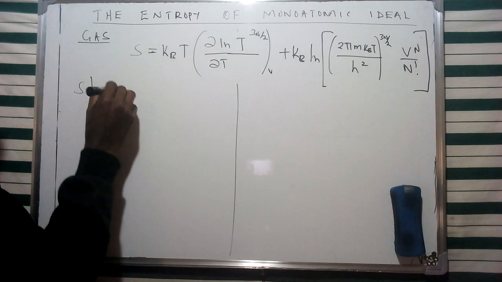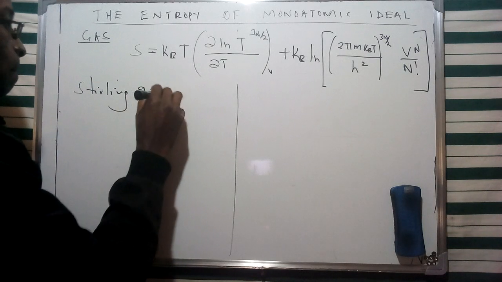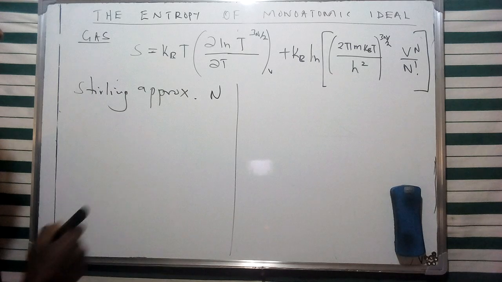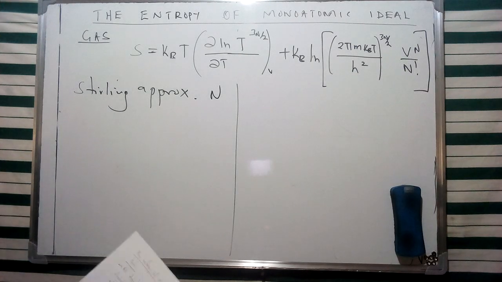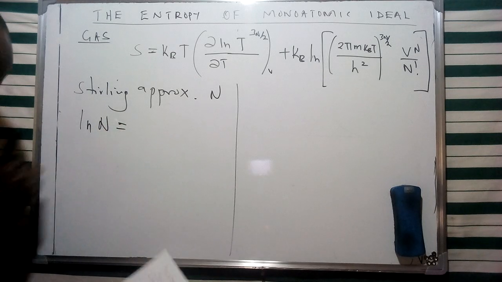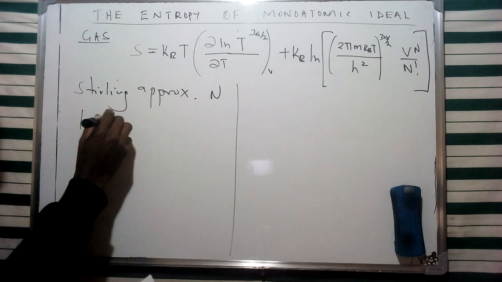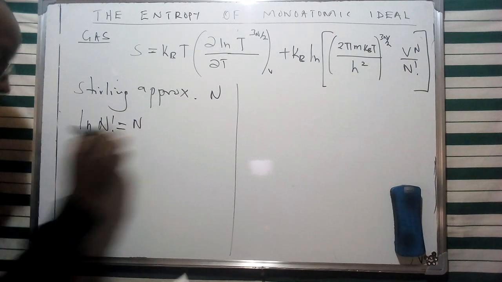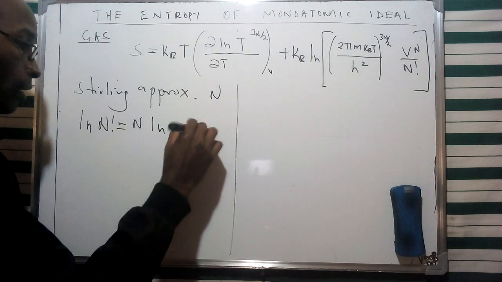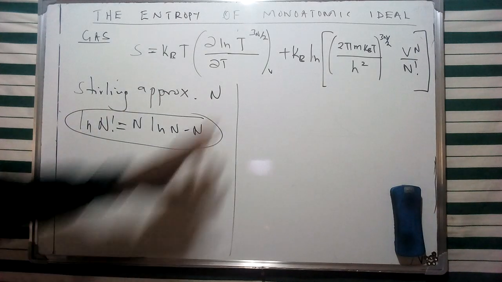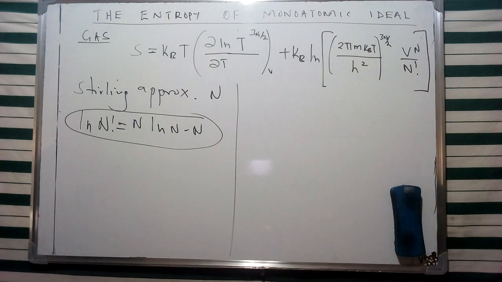So we're going to use the Stirling approximation in solving this specific equation, which is, of course, going to be applicable for large numbers of particles in that specific case. So this basically is the natural logarithm of n factorial, which is equivalent to n times the natural logarithm of n minus n, and this is the approximation which we are going to use in trying to solve this specific equation.